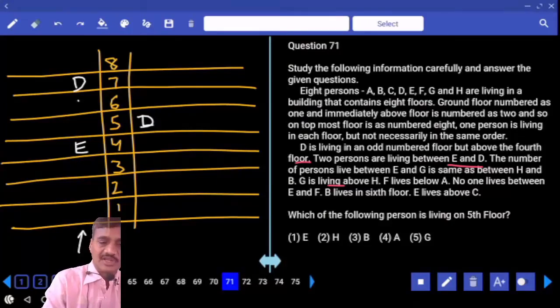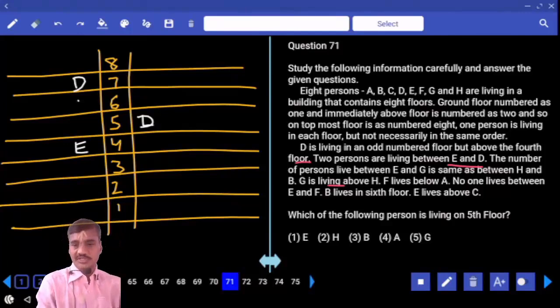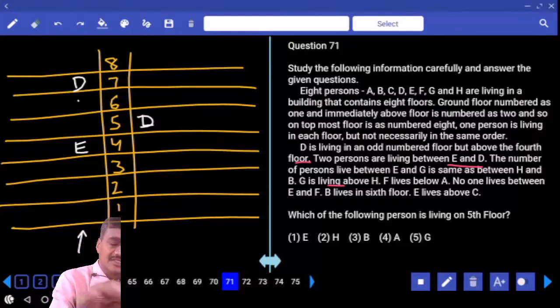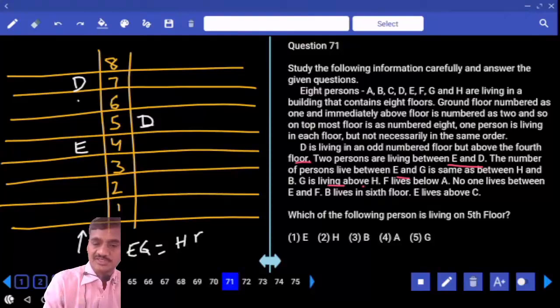Now first let us find out this one. The number of persons between E and G is the same as the number of persons between H and B. Now G is above this H. And at the same time, F is below A, F must be below this one.